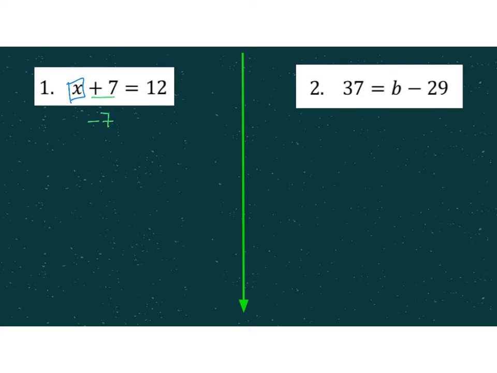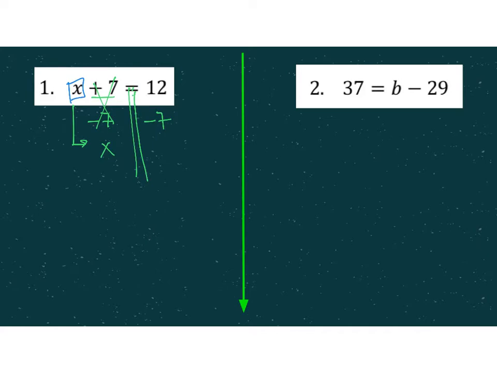Now think of your equal sign as kind of like a railroad track. A lot of your teachers in the past may have had you draw railroad tracks down from the equal sign. Whatever you do on the left side of the equal sign, you have to also do on the right-hand side. So if I'm going to subtract 7 over there on the left-hand side, I also need to subtract 7 on the right-hand side. And when I do that, over here on the left, 7 minus 7 is 0. It cancels out and goes away. And all I'm left with is the x by itself, which is what I wanted.